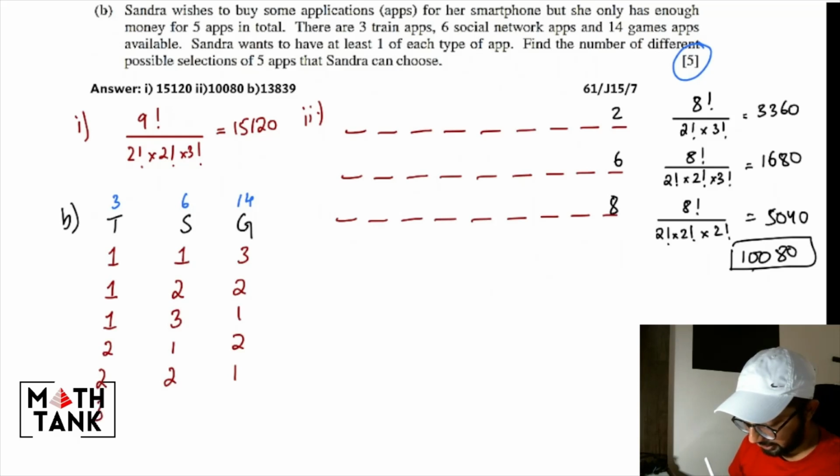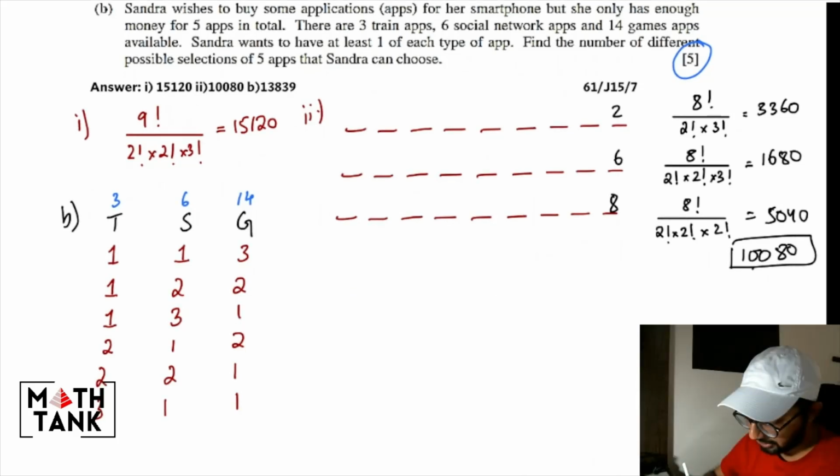Then I could do 3, I could do 1, and I could do another 1 from here. Okay, so those are, I think, the possible ways of getting all these apps. Let's see if we get the correct answer. I'll have to write down combinations for each of these. 3C1, 6C1, and 14C3.